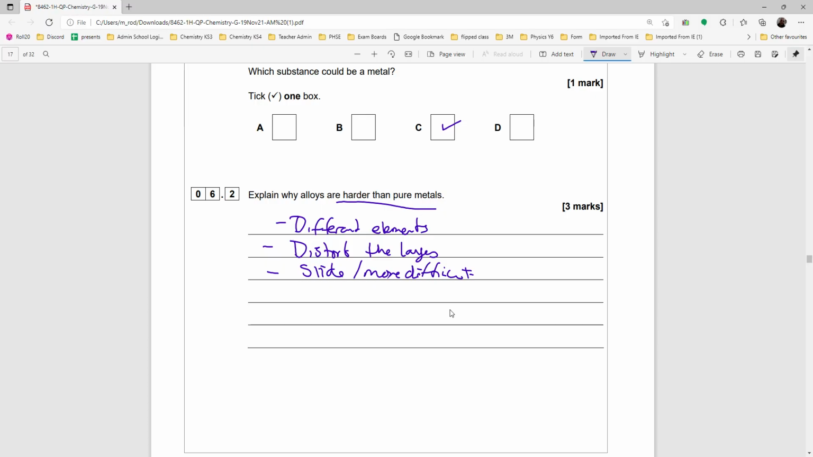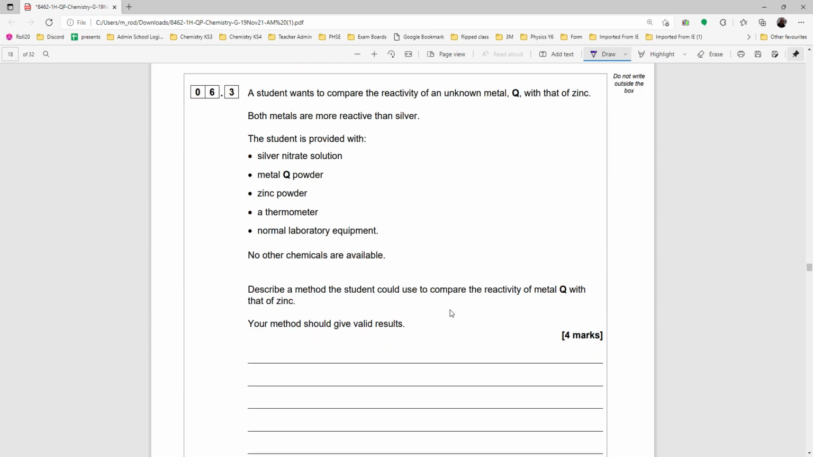Okay, let's take a look at the next one. A student wants to compare the reactivity of an unknown metal Q to that of zinc. Both metals are more reactive than silver. The student is provided with silver nitrate, metal Q, zinc powder, a thermometer, and, well, normal laboratory equipment. So with this in mind, we're going to start looking at how to do it. I'm going to pause here and come back in a bit.